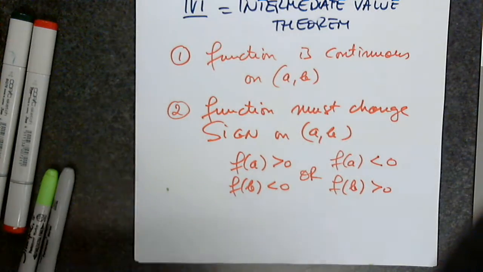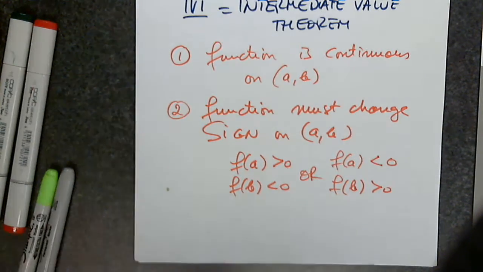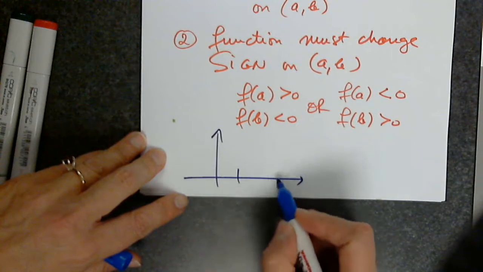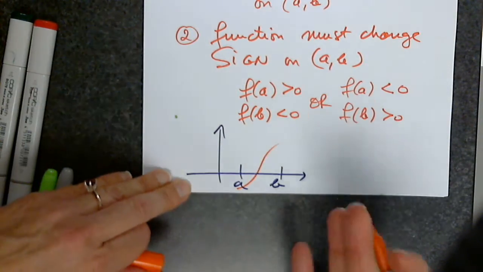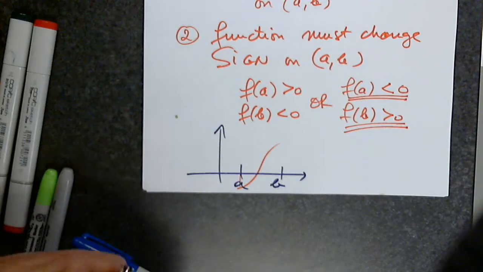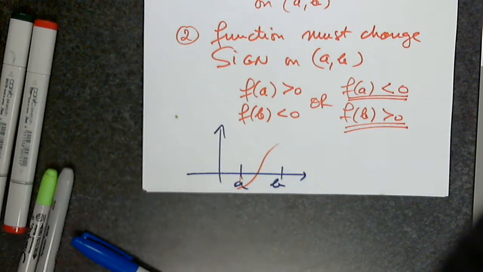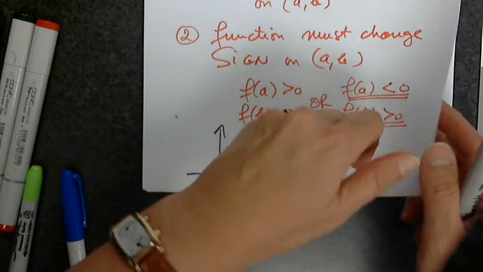Then what must happen if that's the case? If a function is continuous on an interval and it changes sign on that interval, what must happen? What do you think? It's okay if you're wrong. So I have a continuous function. Okay, let me draw it. So let's say this is a and b, and this is the function. In my example, f of a is negative and f of b is positive. So what must happen if that's the case?